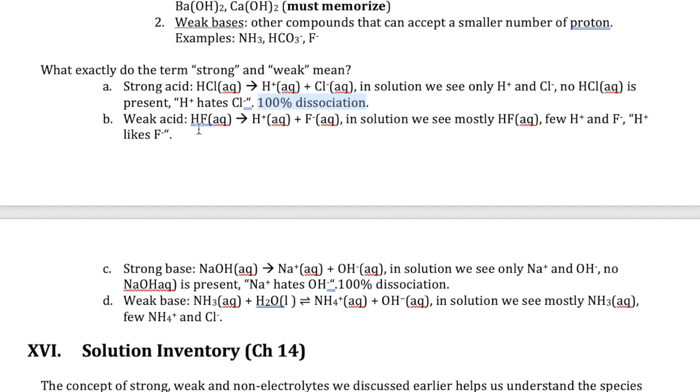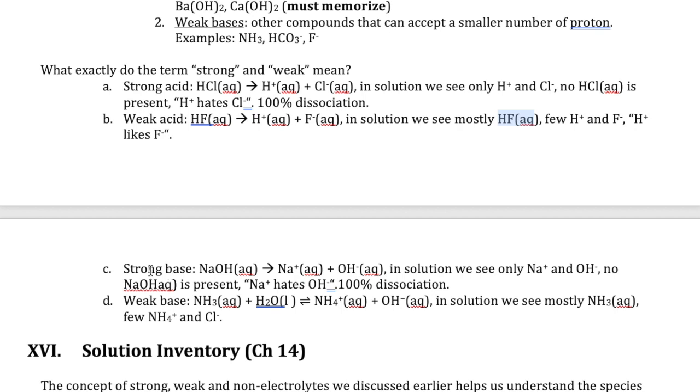Weak acids, on the other hand, if we write HF goes to H plus and F minus, in solution what we would actually see is the molecular form, dissolved in water. Only a few of the ions would be present, maybe 10% dissociation or 5% dissociation, so a smaller percentage of dissociation compared to a strong acid.